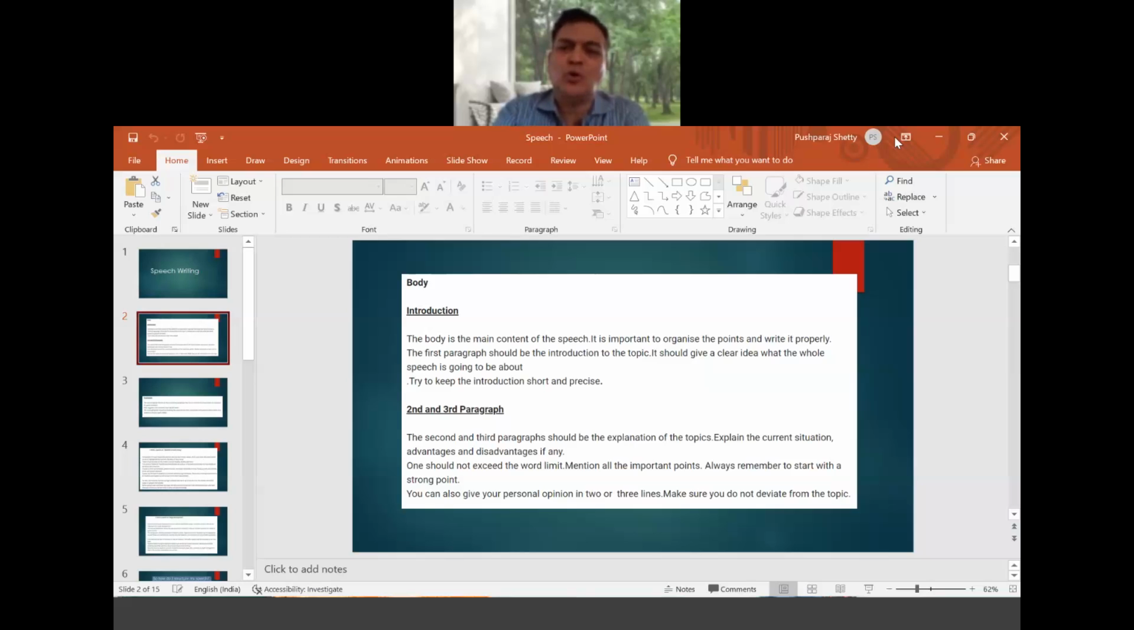So it is important to organize the points. First of all, you can make mental notes. The points you're going to speak on, you should be able to organize, because you should be able to develop them. And when you are writing, you had better write those points properly. Once you jot down those points, then you can develop on what you want to speak on.